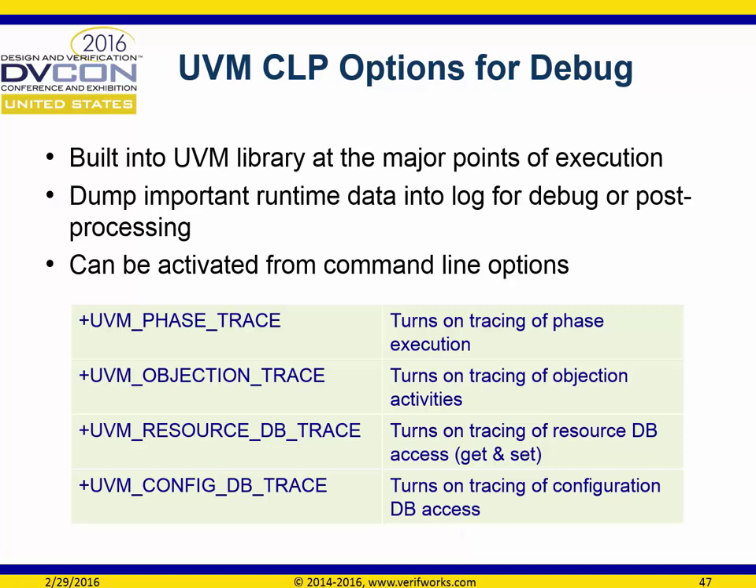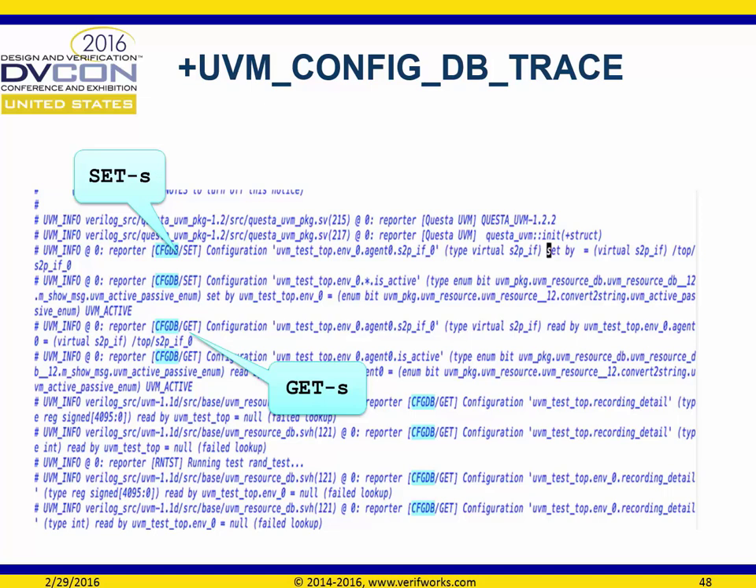The resource DB trace and the config DB trace are basically options that turn on tracing of the set and the get. And these two also will help you to figure out where your configuration has gone. So let's look at a config DB trace. I assume most of you are familiar with this, but here goes. Basically there is a configuration set for a certain variable at the top, and for this you will see a corresponding get.